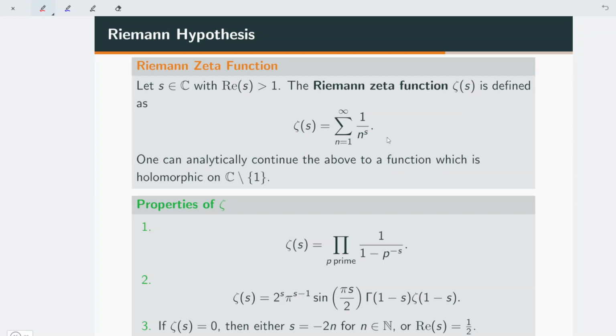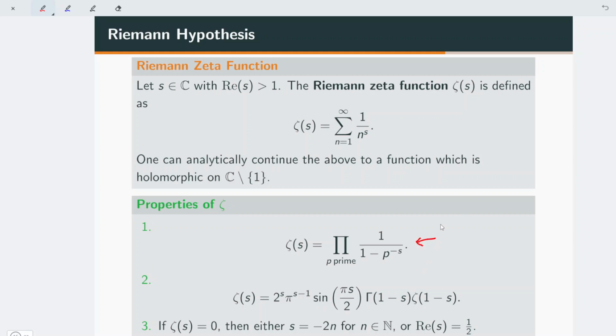But it turns out part of the work that Riemann did with this is that you can analytically continue this to a function which is holomorphic everywhere on C except at 1, which is a pole that we can't remove. And it turns out, this looks like maybe some kind of analytic object, but it has a deep connection with the distribution of primes.